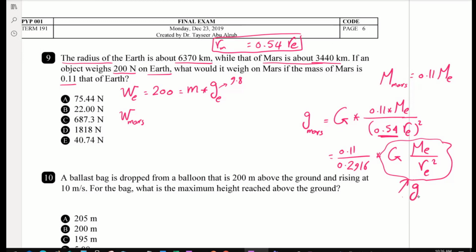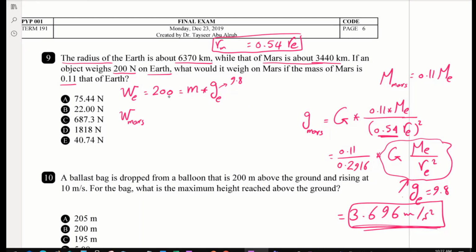So this is the gravity of the Earth, which is 9.8. So you can say the gravity on Mars. Can you calculate it? 0.11. It will be 3.696 meter per second square. So that's what we need. We need the gravity on Mars.